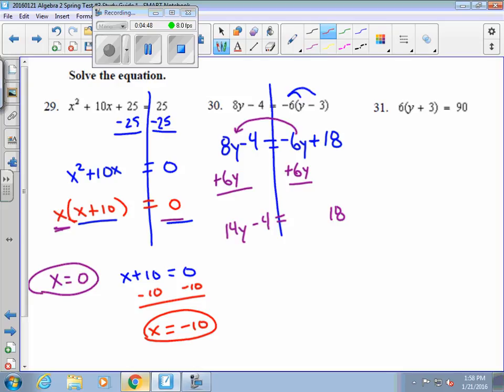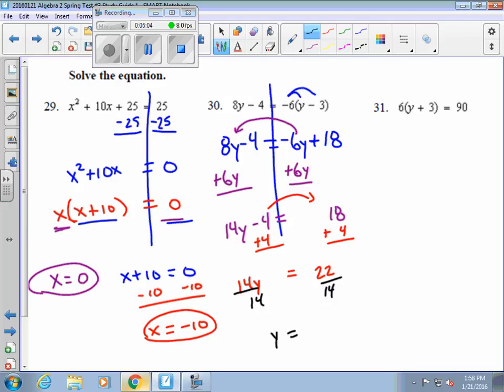Bring your minus 4 over to this side by adding 4 to both sides. So 18 plus 4 is going to be 22. So you have 14y is equal to 22. And when you divide by 14 on both sides to get y by itself, y is equal to.